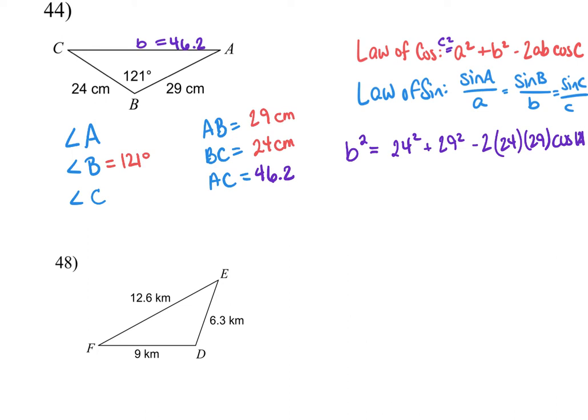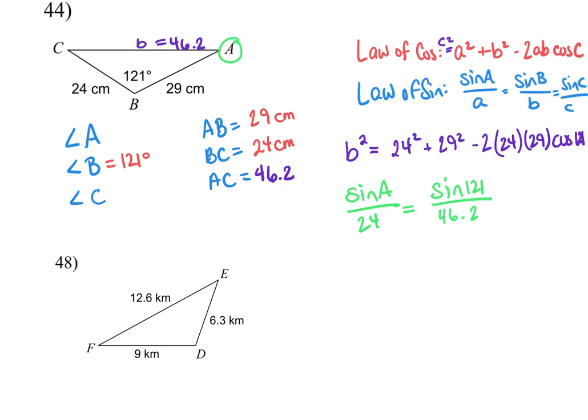Now they need angle measurements. Well, now I have a side and the angle opposite. So now I'm going to use law of sines because it's easier, right? Does that make sense? So now I'm going to flip to law of sines because it's just easier to use. It doesn't matter. So let's say I want to solve for angle A. The sine of angle A over 24 should equal the sine of angle B, which is 121, over my side length of angle B, 46.2.